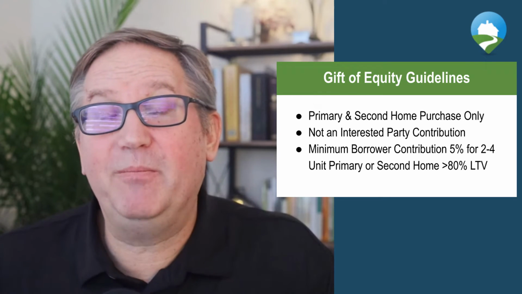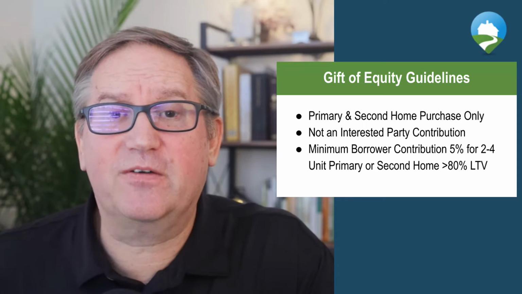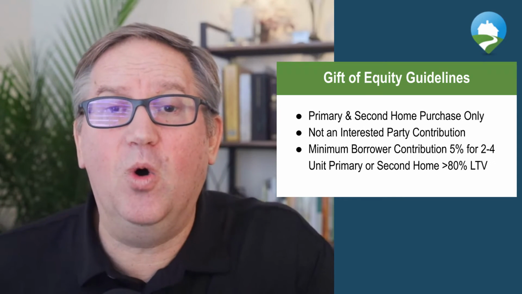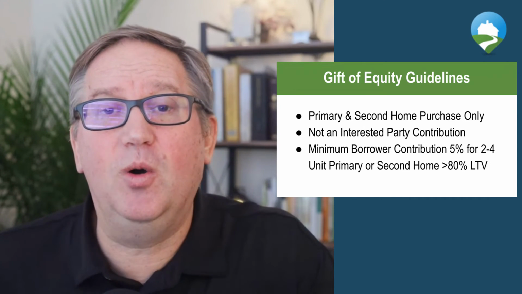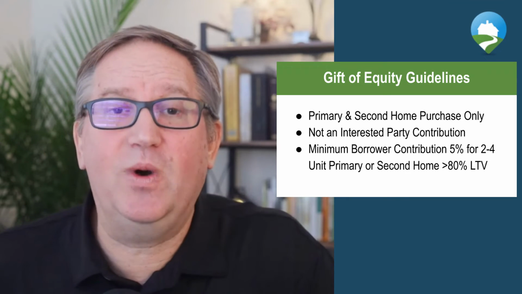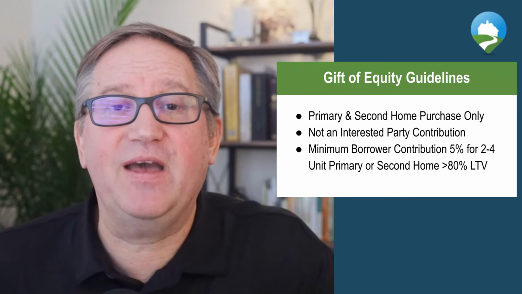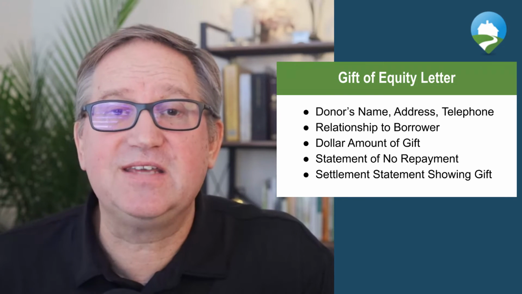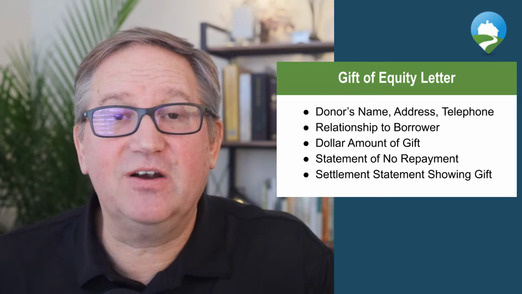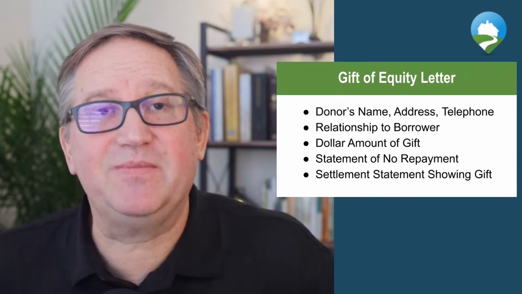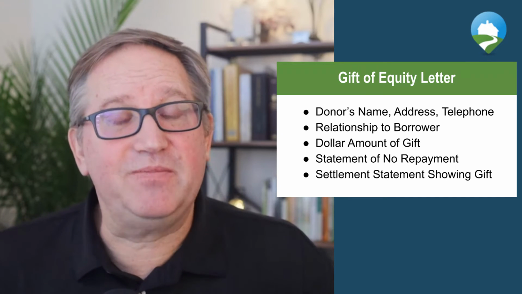There is a minimum borrower contribution for 2 to 4 units, or if you're buying a second home with less than a 20% down payment, then you have to have 5% of your own funds. You have to have a gift letter for gift of equity, and it's the same thing as Fannie Mae. The same thing for gift funds.